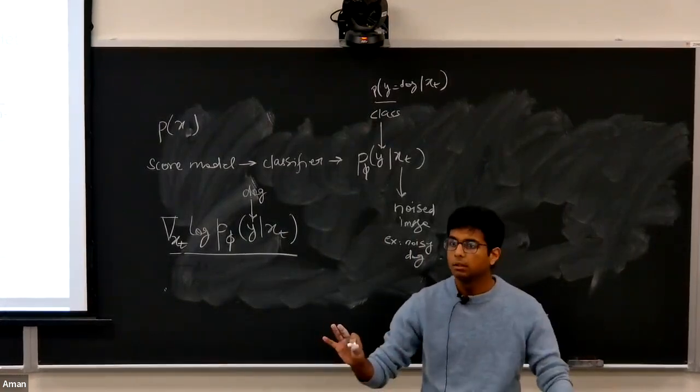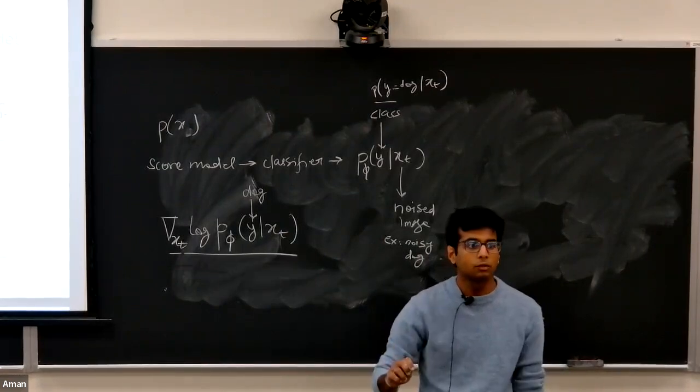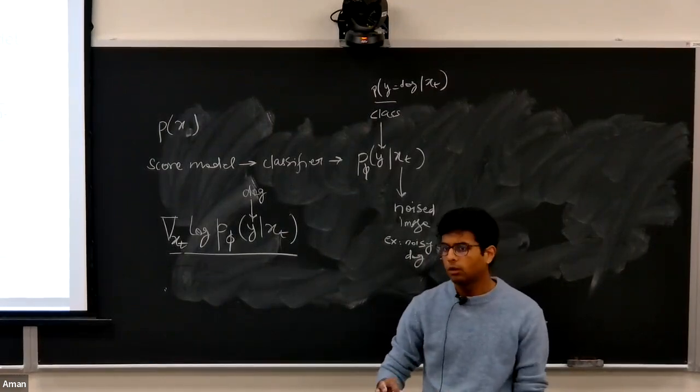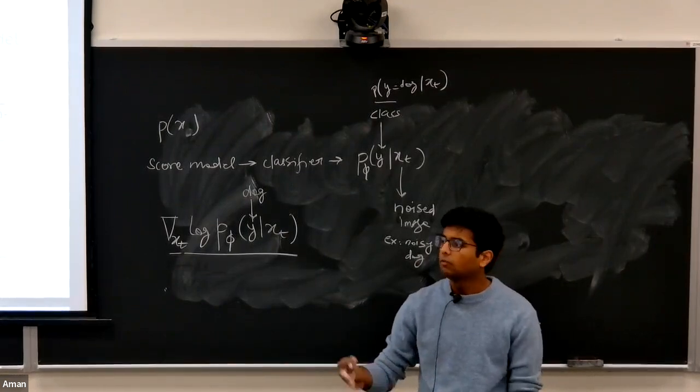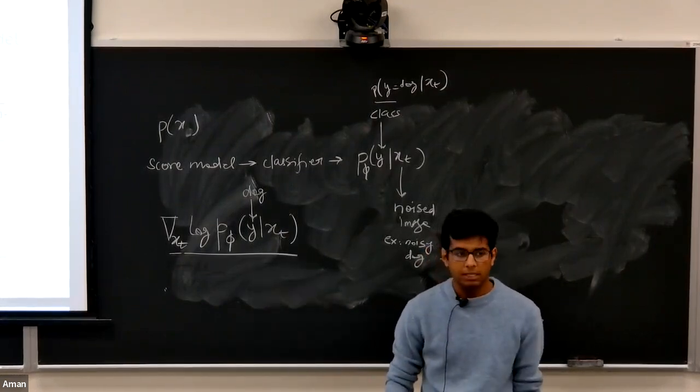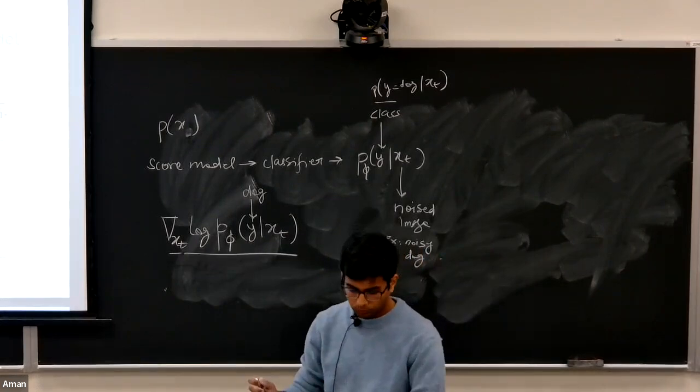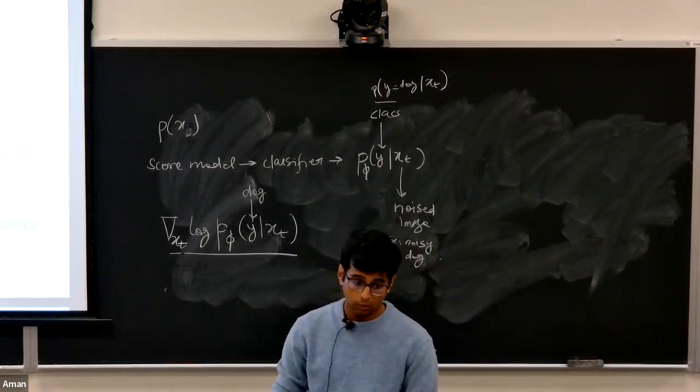That makes sense? Any questions so far? About anything, like diffusion models, conditional diffusion models, this type of conditioning, and why it would be useful? Anything that's not clear so far? All right, so that's the score-based model.